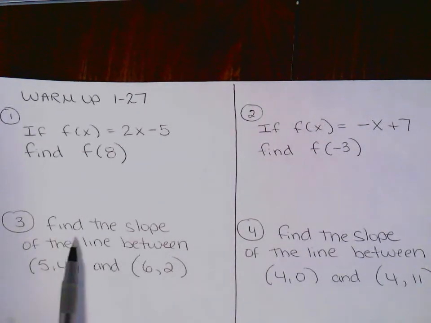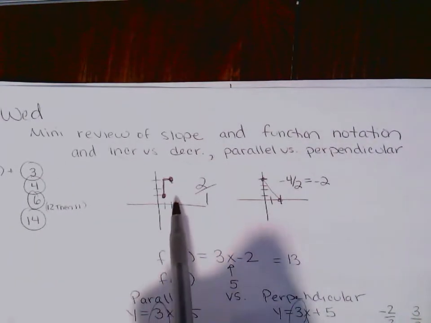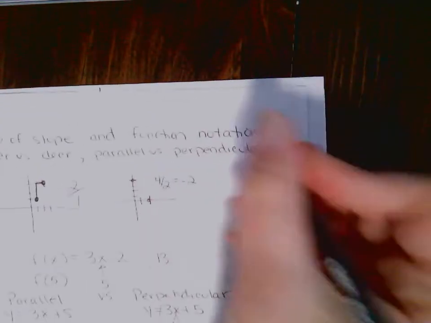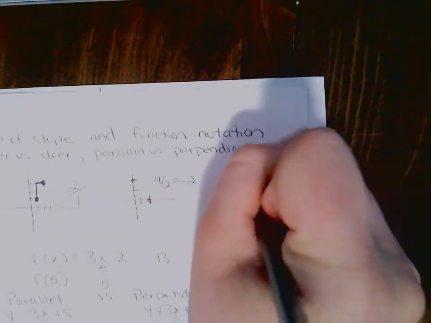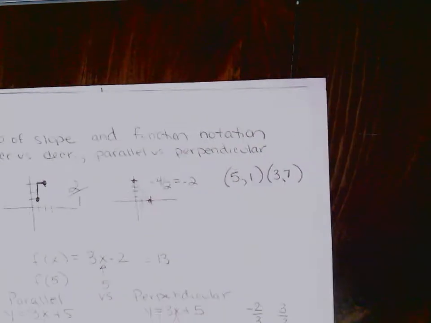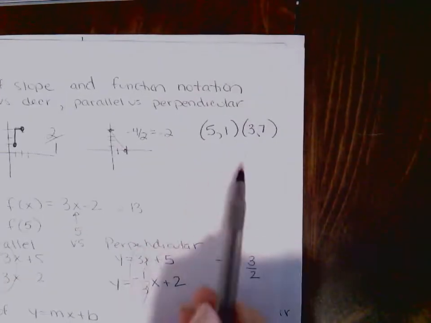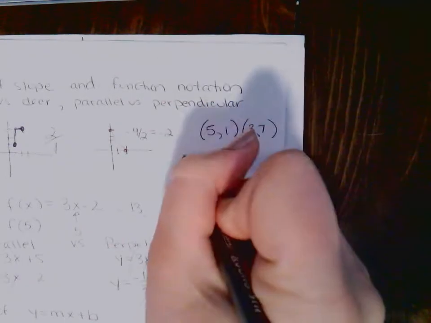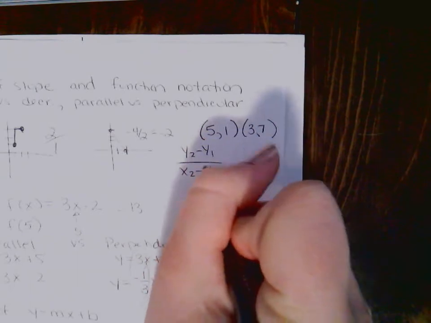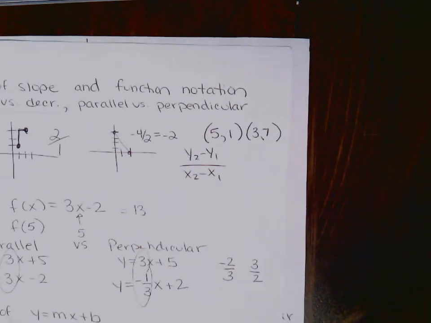Find the slope between 2 points. Oh, I never reviewed that over here. Let me go back. So here was graphing and finding slope. I also wanted to review having 2 points, like 5, 1 and 3, 7. So to find the slope between 2 points, maybe y2 minus y1 over x2 minus x1 rings a bell.